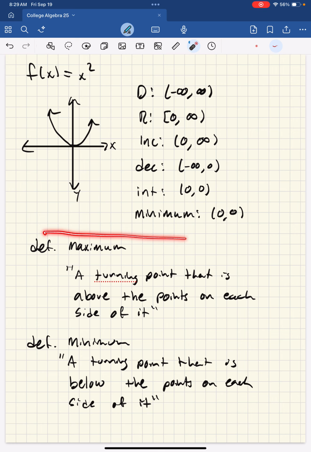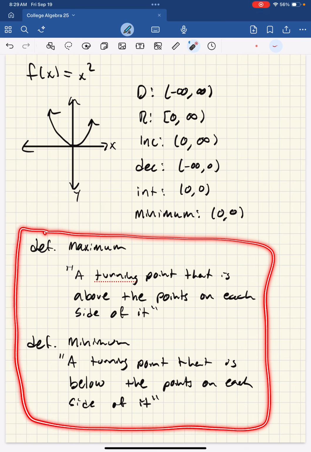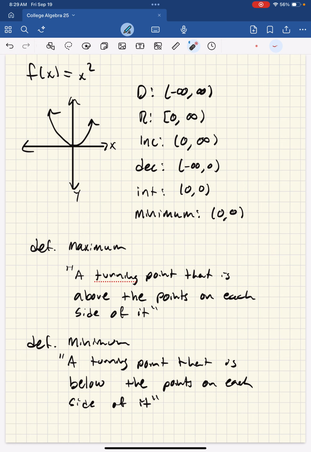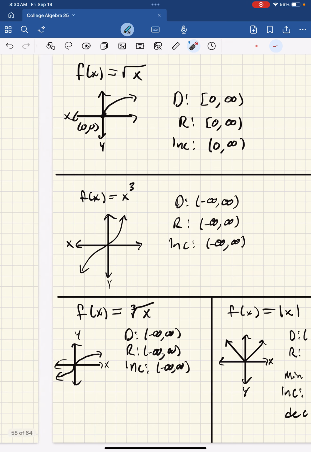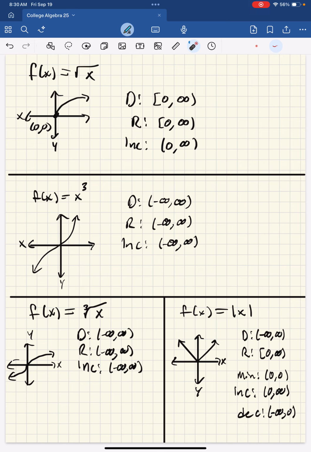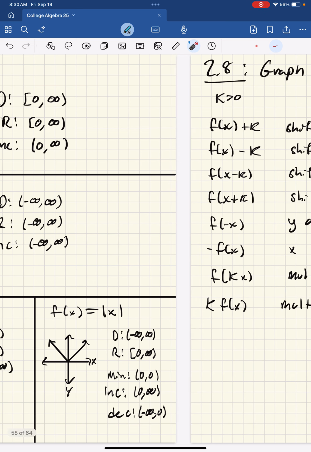And so here's the definition of maximum and minimum that I would want a college algebra student to know right now. A maximum is a turning point that is above the points on each side of it, and a minimum is a turning point that is below the points on each side of it. So we have a turning point here. That turning point is below the immediately adjacent point, so we call that a minimum. And then here's square root, x cubed, cubed root, absolute value of x, all their domains, ranges, and important information.